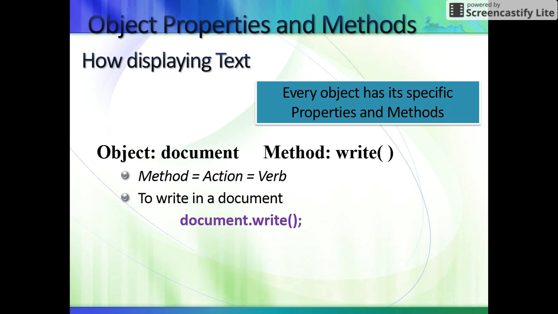This is an example of the use of properties and methods in order to display text. The object in question is document. The method, or action, or verb used here is write with two parentheses. The semicolon is very important at the end.